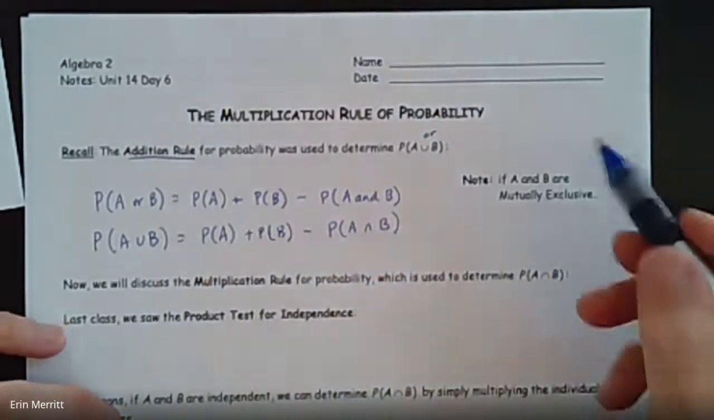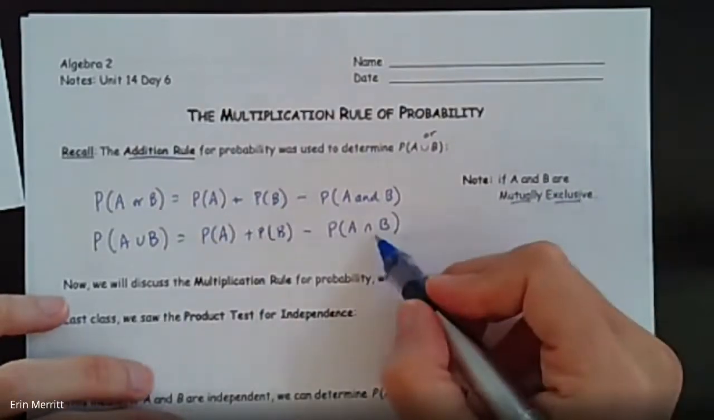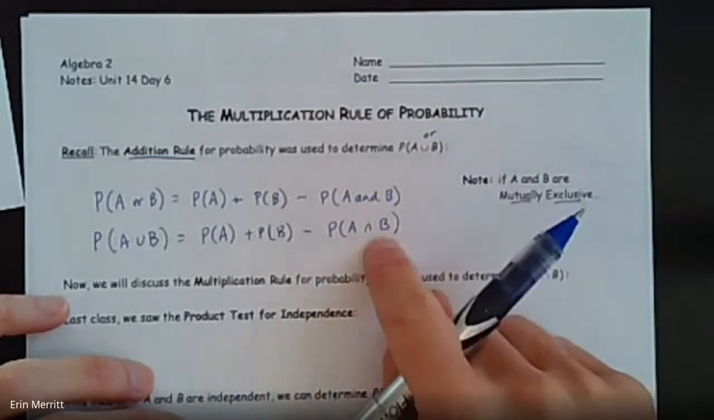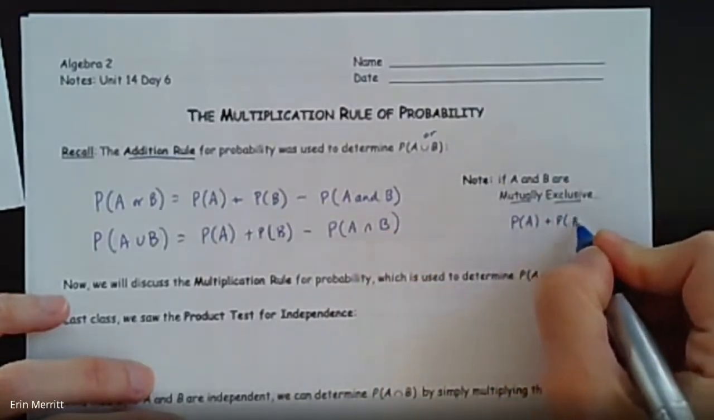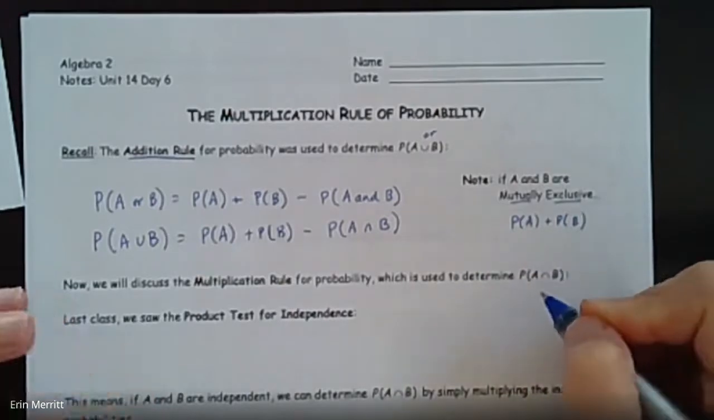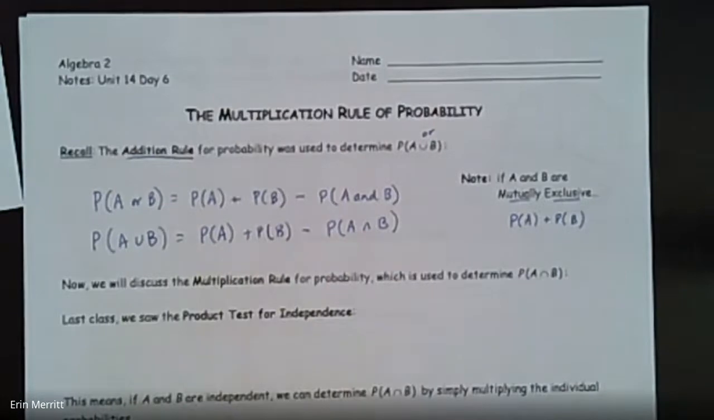All right. And then over here, if A and B are mutually exclusive, that means there is nothing in the overlap. So you wouldn't have to do the last subtraction piece. In that case, it would just be the probability of A plus the probability of B. Done. Right? So it's even easier. But a lot of times there is something in the overlap, which is why we have to include that.